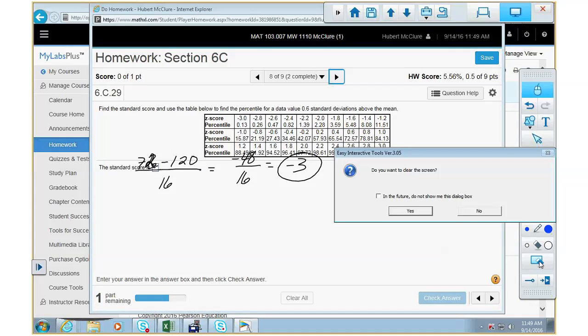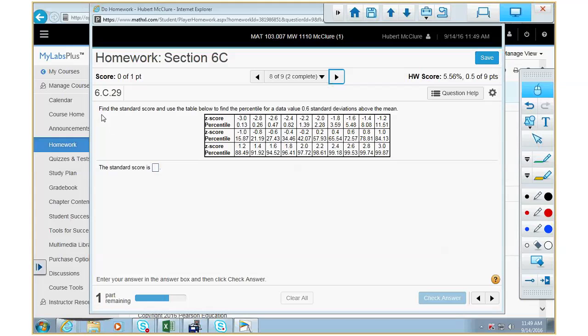Well, they're confusing. Find the standard score and use the table to find the percentile. Oh, they're actually doing these in this section. Okay. All right. They're wanting you to find 0.6 standard deviation above the mean. So we do have to use a calculator here. Oh, I just looked at the table. Really? To be honest. All right.